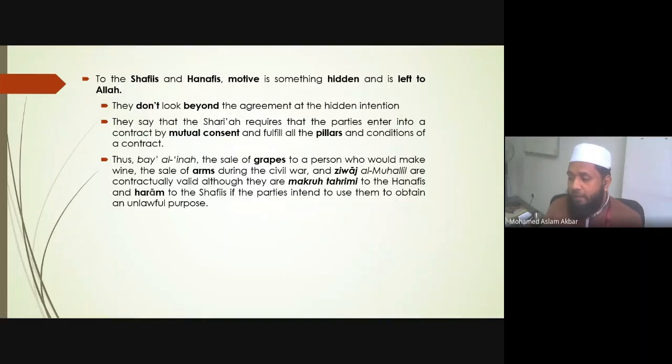So now Baylaina, the sale of grapes, and then what about the sale of arms, right? The sale of arms, I mean, you are selling the arms, weapons and all, but it's destructive, it's going to destroy your own people, right? So this kind of thing. And then there is also called zawaj al-muhallil.